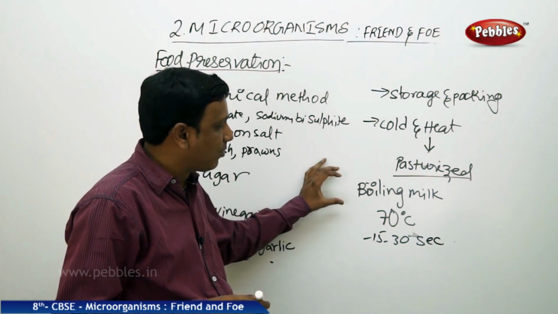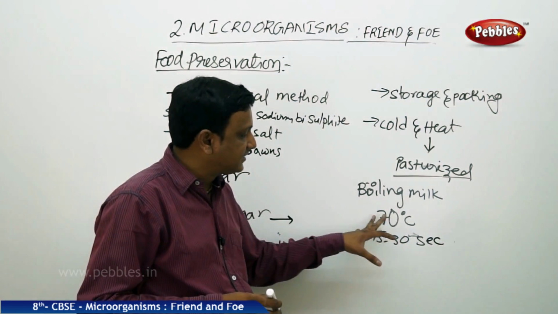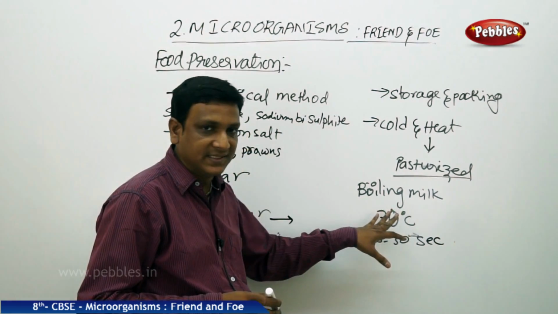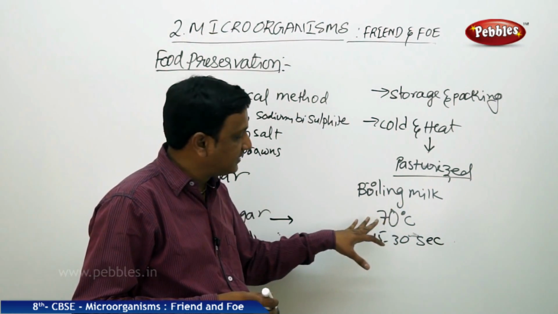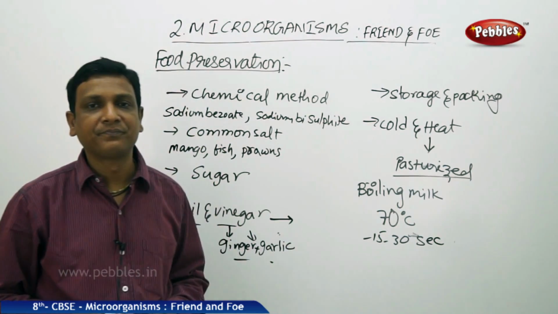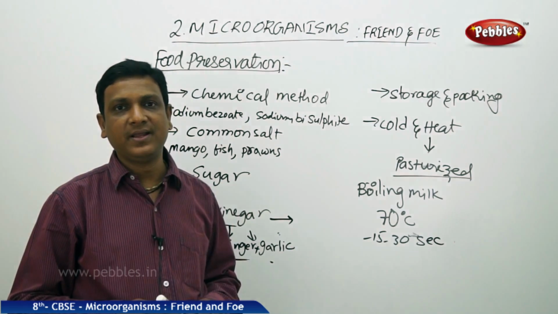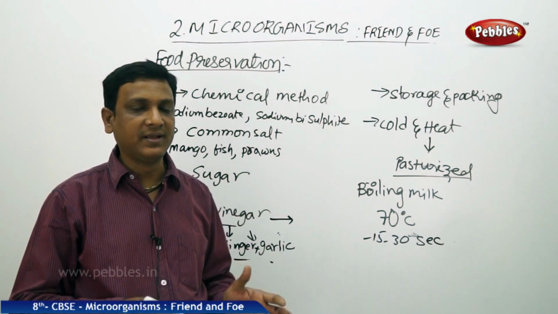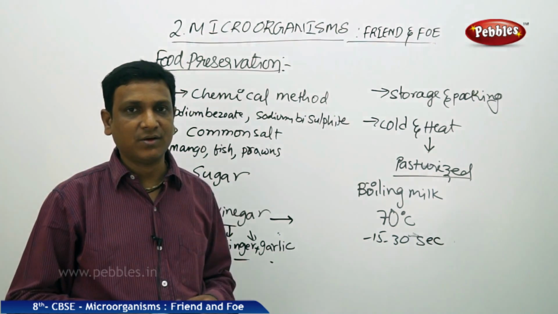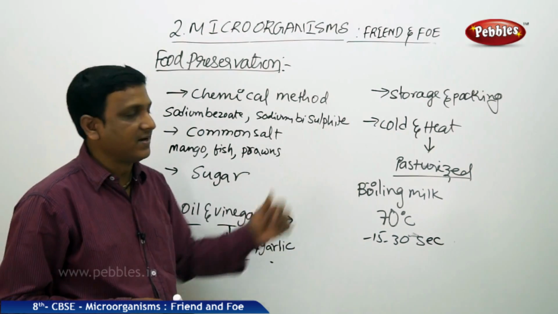What is pasteurization? Boiling the milk to 70 degrees Celsius, and a time of 15 to 30 seconds is maintained at that temperature. Then it is cooled. By that the milk is preserved for a long time. In this way the milk can be supplied to different places, and in the meantime it does not get spoiled. So this is the heat treatment.